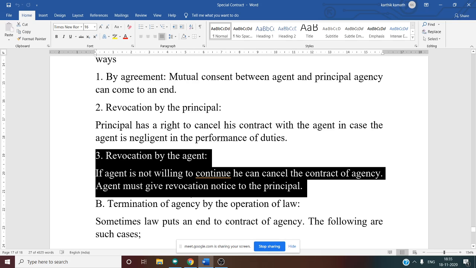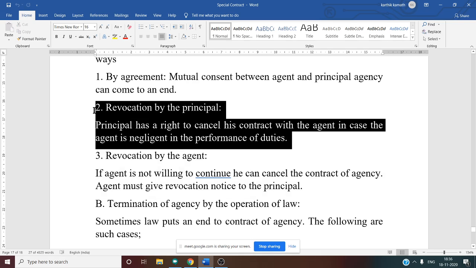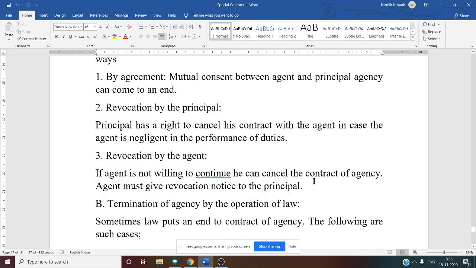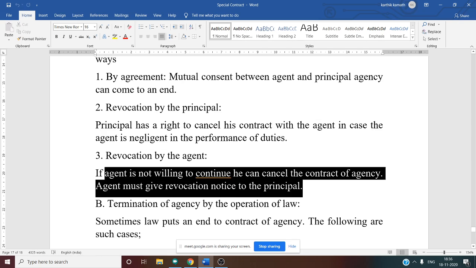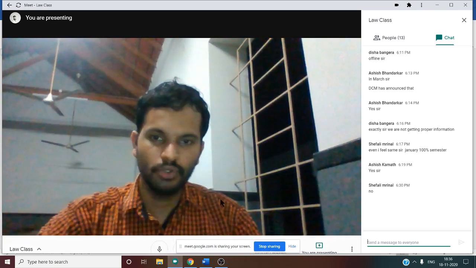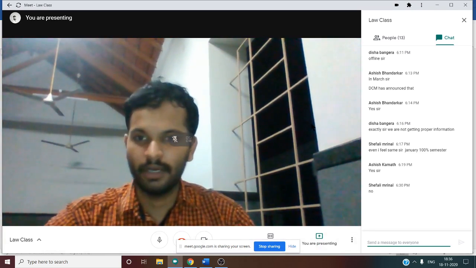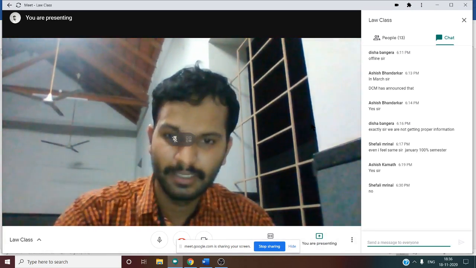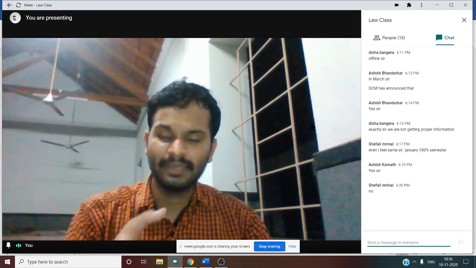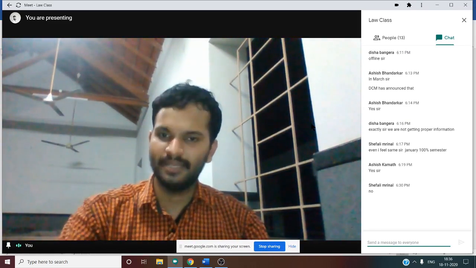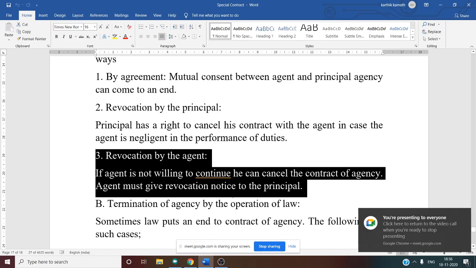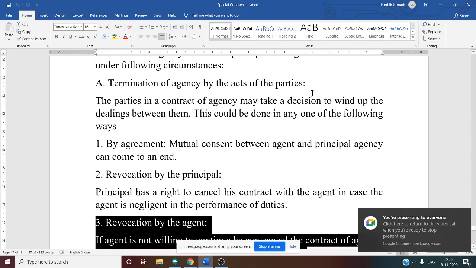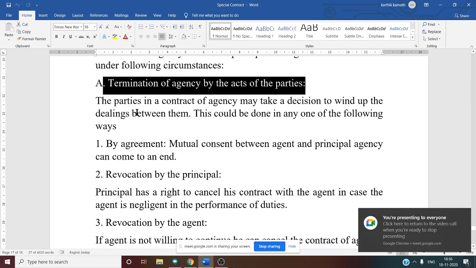The agent must give a revocation notice to the principal. So in this case also notice is needed. In revocation by the principal, notice must be given to the agent. In revocation by the agent, notice must be given to the principal. This notice is usually preferred to be given 15 days before. At least 15 days before, you should inform the other party that you are not willing to continue in the contract of agency. So there are three circumstances for termination of agency by the acts of the party.